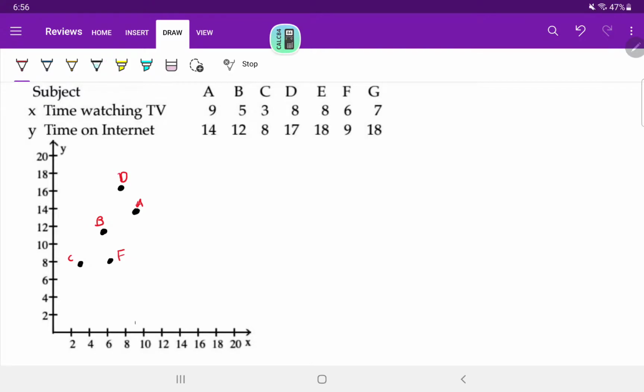So let me go up here. 8 and 18. I'm going to put it right here. So this one is E. This one is subject D. I did F. And then subject G says 7 and 18. So 7 and 18. Okay. And that's going to be right here.